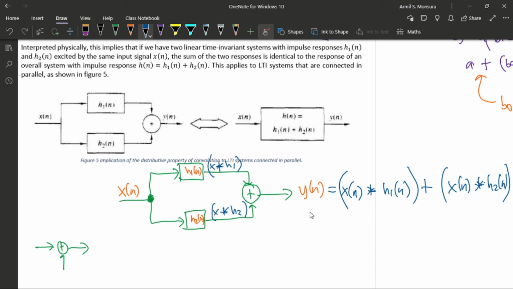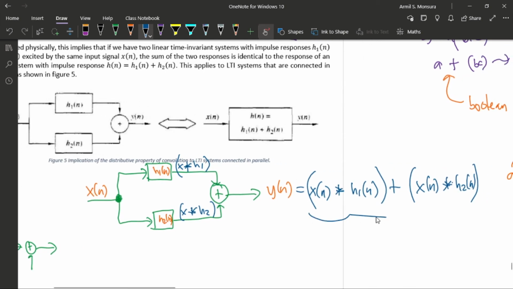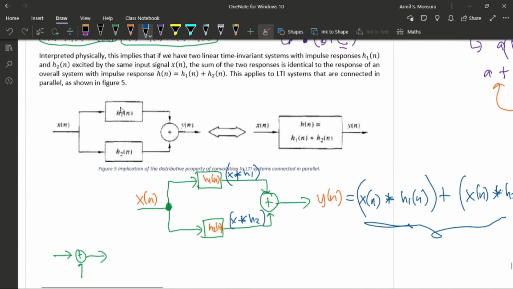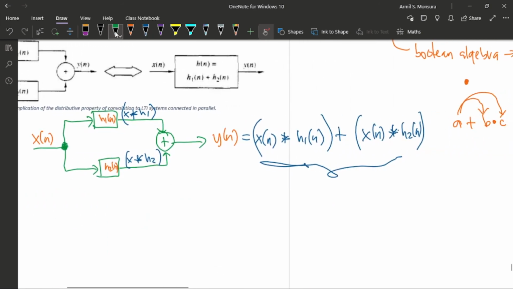We see that itong right side expression natin is actually the result or the expression that resulted when we applied the distribution property of the convolution sum over addition. So, ibig sabihin, itong expression na 'to equivalently can be written as the convolution sum of x of n and the sum of h1 of n plus h2 of n. So, again, nakita natin kanina, no? Nung in-apply natin yung distribution property over addition ng convolution sum operation sa expression na 'to, we were able to get this as an equivalent expression.